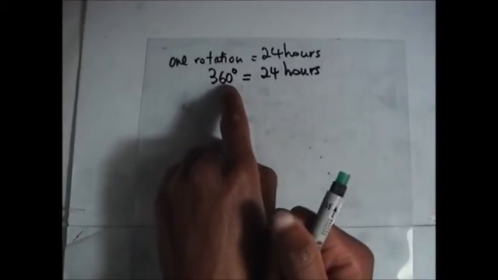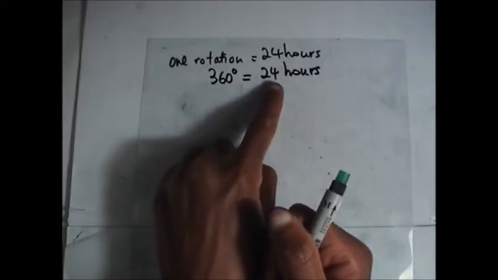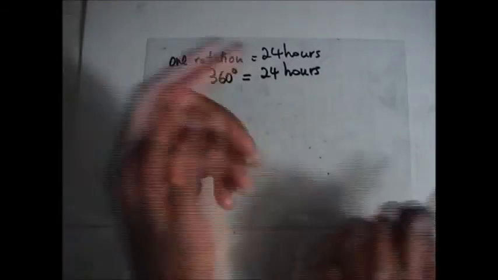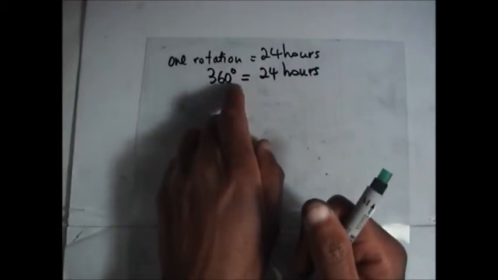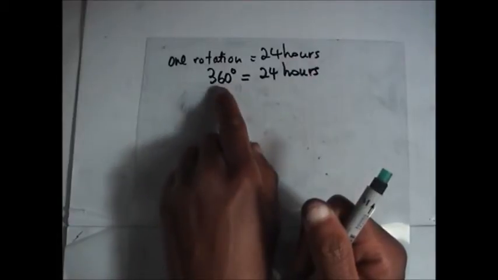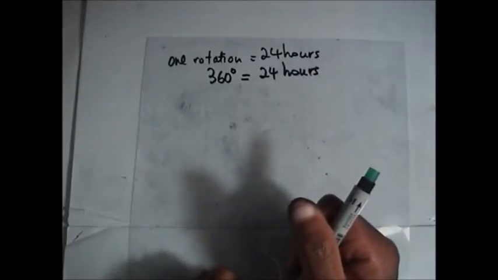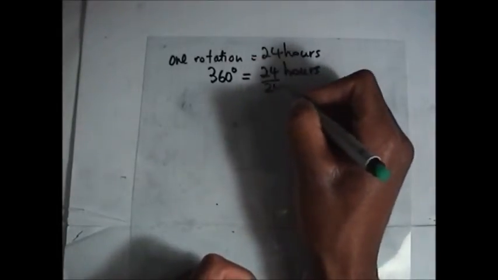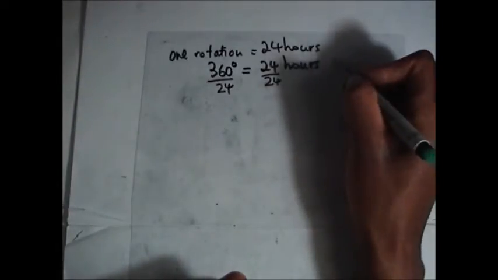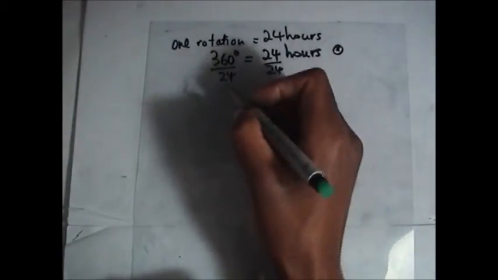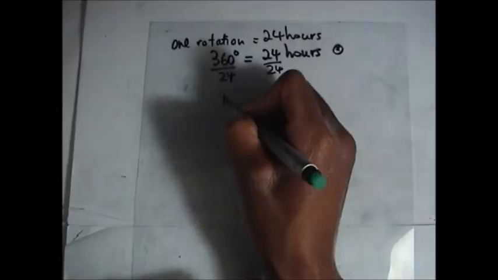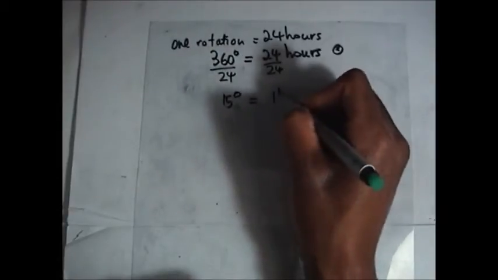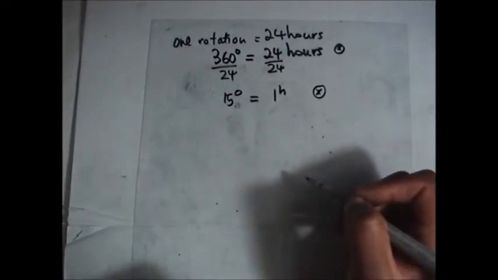So sometimes you might not be given degrees. You might be given time format. It is the same thing. We just need to see the relationship. This is going to be one relationship: 360 degrees to 24 hours. If you want, you can divide both sides by 24. So if I divide both sides by 24, this is what I get. This was one relationship, 360 to 24 hours, and if I divide by 24, I'll get another relationship, 15 degrees to 1 hour. That is another relationship here.